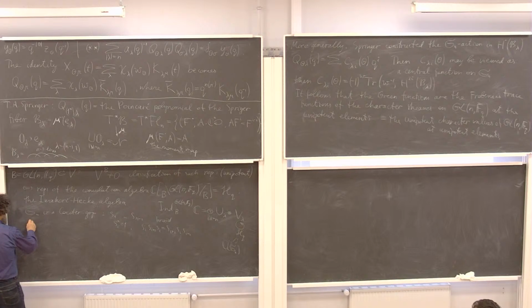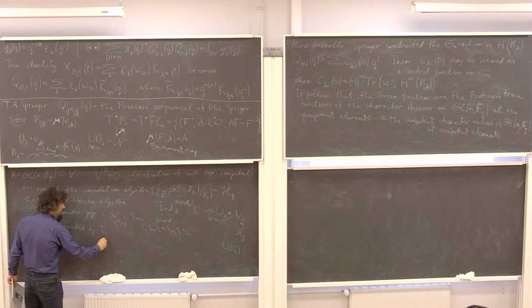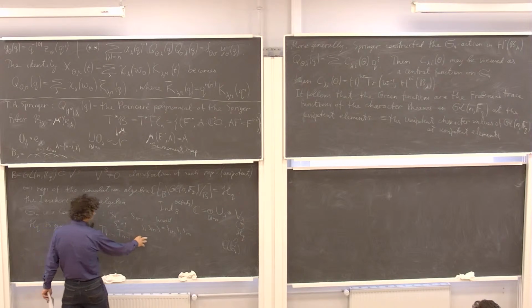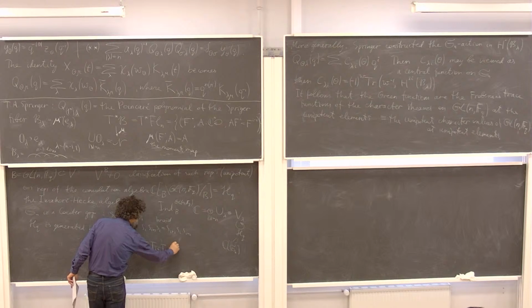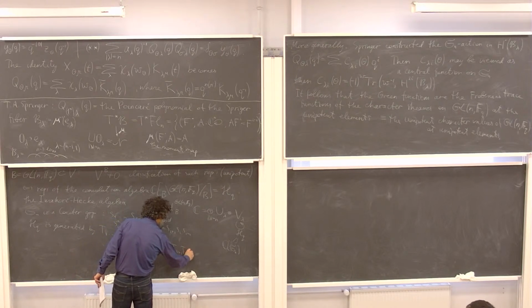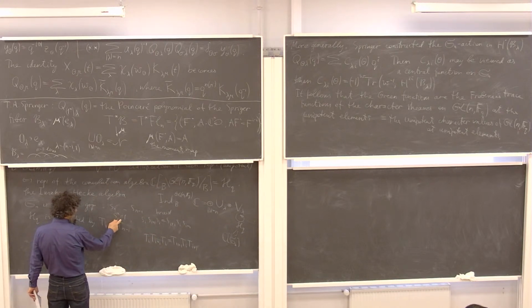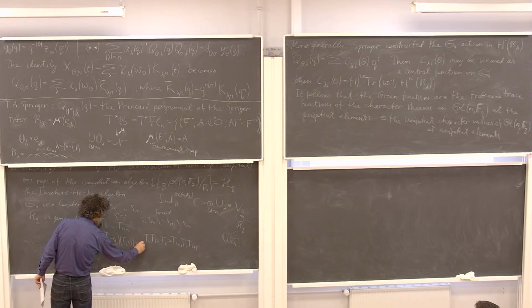And similarly, HQ is generated by T1 and so on, up to T n minus 1. And the relations are just the same: Ti Ti plus 1 Ti equals Ti plus 1 Ti Ti plus 1, the braid relation, just the same. And this one gets deformed: Ti minus Q, Ti plus 1 is 0.